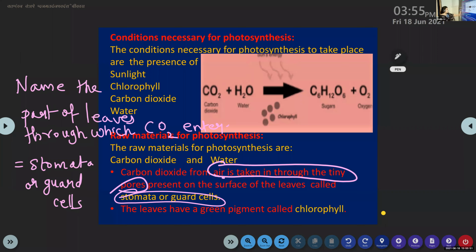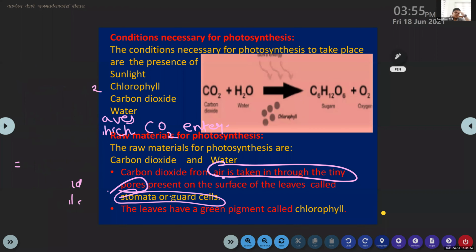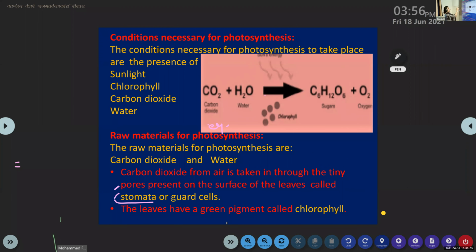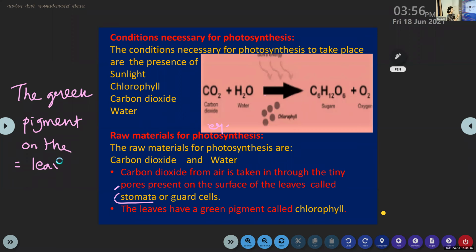Okay, I hope you completed. Then the next point, chlorophyll. What is chlorophyll? Chlorophyll is the green pigment on the leaves. So you can write: green pigment on the leaves, we can write it as chlorophyll. C-H-L-O-R-O-P-H-Y-L-L. Okay.